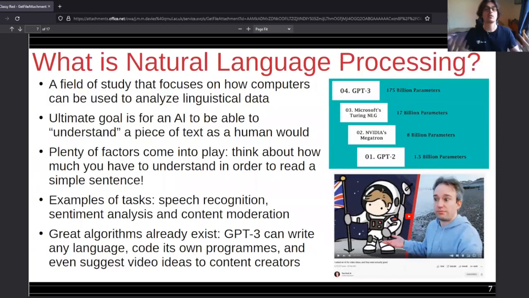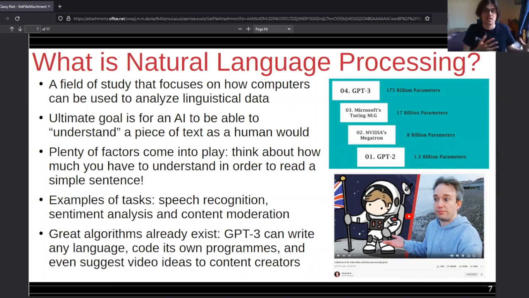Now, one way we may be able to utilize natural language processing is to stop this. So we need to actually know what natural language processing is. It's a field of study that focuses on how computers can be used to analyze linguistic data. The ultimate goal for it is for an AI to be able to understand a piece of text as a human would. Now, we do need to take a pause here and say that an AI will never be able to understand it in the same way as a human would, in the same way that an AI probably will never be able to understand emotion.